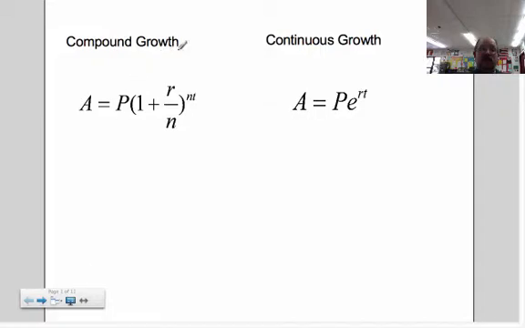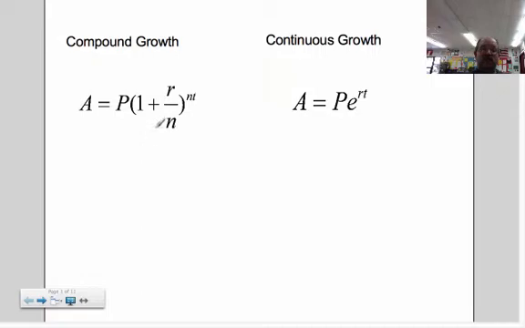Now, as opposed to compound growth, there's this thing called continuous growth. And with continuous growth, what happens is that N becomes infinite. They're just constantly giving you interest. Not once a day, not once a second, continuously. So there's no real time length. So essentially, N goes to infinity.